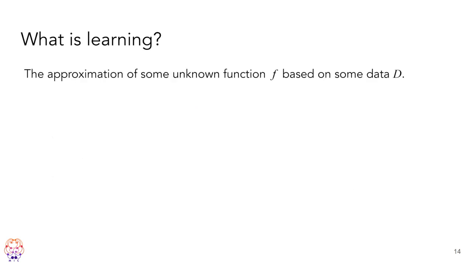So now we have this definition of what learning is. We're trying to approximate some unknown function f based on some data. We use this data to approximate that function. Like in the real world, there is some process out there that is generating this data. We want to approximate that function, that process that is actually generating this data.